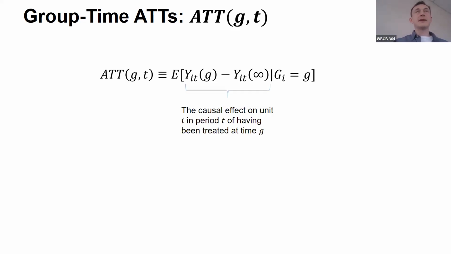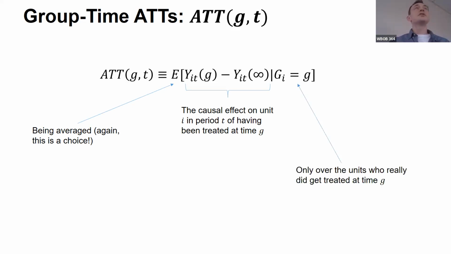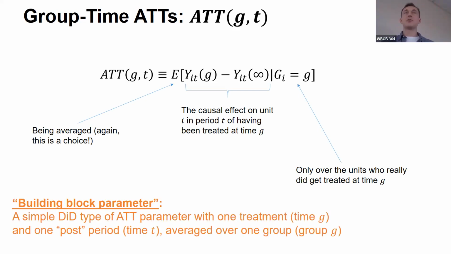So it's the average of a causal effect of being treated at time g. It doesn't have to be averaged, but we're talking about averages here because we chose to. And it's only averaged over the units that really were treated at time g. So this is a really well-defined building block causal parameter. It's just like the 2x2 type parameter we were going after. It applies to one treatment group only, g, and in one post period only, time t. That's it.